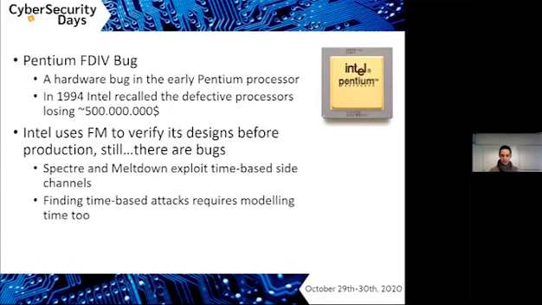It was a bug in the floating point unit of the processor. What happened is that the bug could not be fixed by changing the instruction set, by changing the firmware of the processor. Intel had to go and recall all defective processors, losing about $500 million at the time. I have no idea how much it is now, but I assume more than that. This is, of course, a high-profile failure.